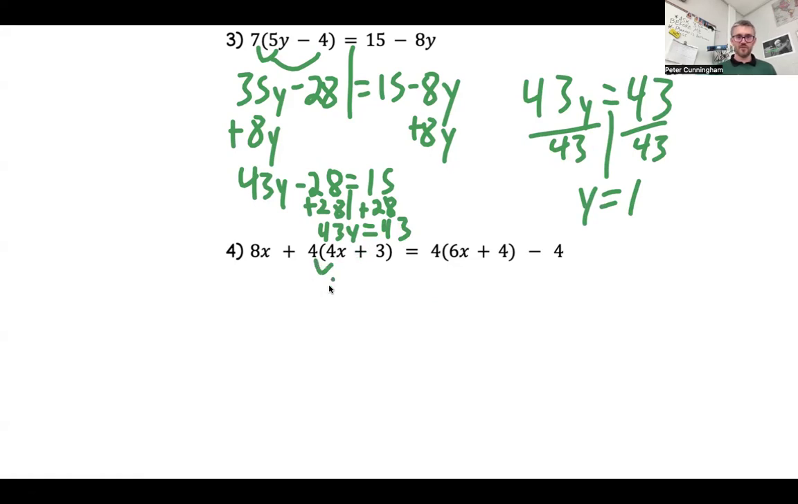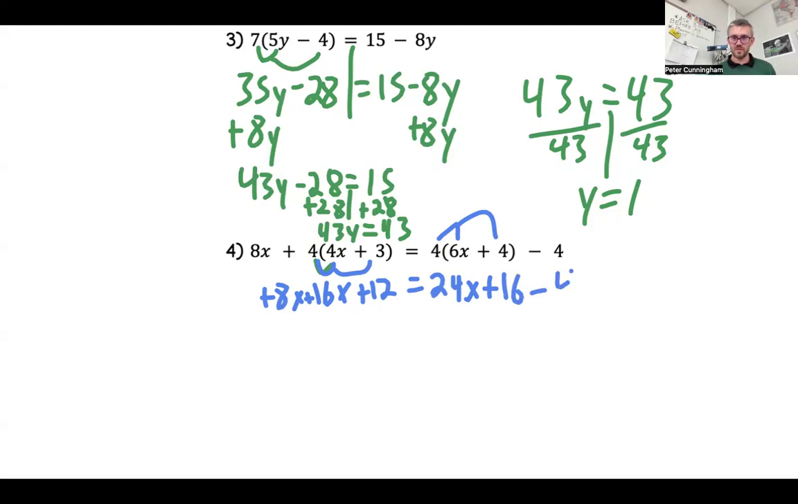All right, distribute the 4. And this last one, let's change colors because they're blending together. 4 times 4, 16x plus 12 plus 8x, right? That was also there. Equals 24x plus 16 minus 4. Okay. 8x and 16x, that makes 24x. Okay, red flag there. Plus 12 equals 16 minus 4.